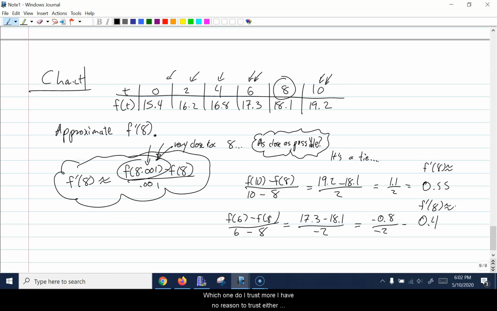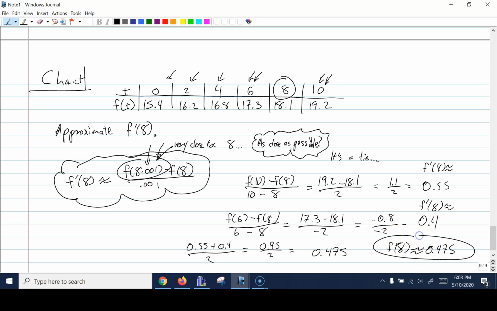Which one do I trust more? I have no reason to trust either one more, so I average those two numbers. That's 0.95 over 2, that's 0.475. That's our best estimate: f prime of 8 is about 0.475. Boom. Cool.